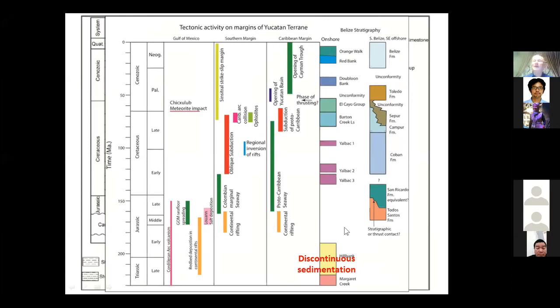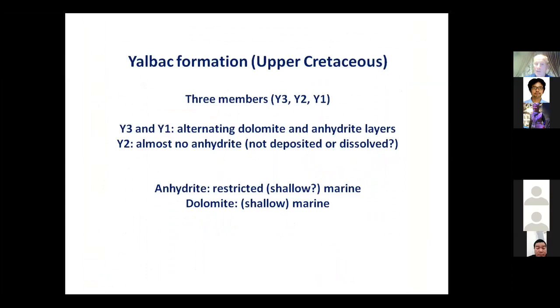And so you think, given that these are going to be, before I get on to that, let me just say, we're going to talk about the Yalbach formation, which has three members. Three is the oldest, two and one. And we're going to talk about the Red Bank formation up here, which is quite young. It's Neogene. So the Yalbach formation, Upper Cretaceous, three members, they're very similar to each other.